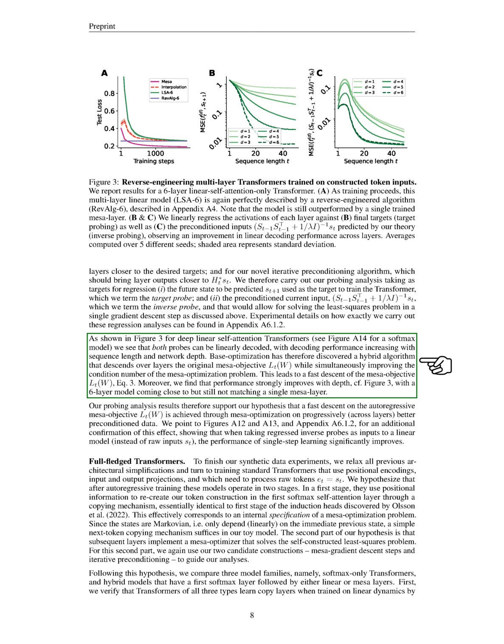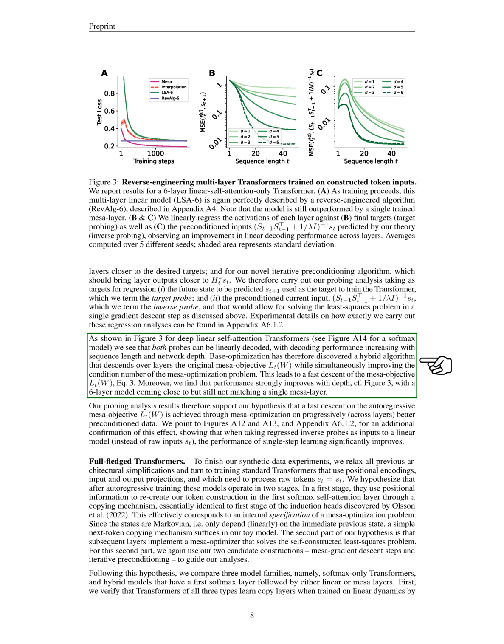This suggests that base optimization has discovered a hybrid algorithm that improves the condition number of the mesa optimization problem while descending over layers the original mesa objective. We also found that performance improves significantly with depth, with a 6-layer model coming close to, but not quite matching, a single mesa layer. These results support our hypothesis that a fast descent on the autoregressive mesa objective is achieved through mesa optimization on progressively better preconditioned data.